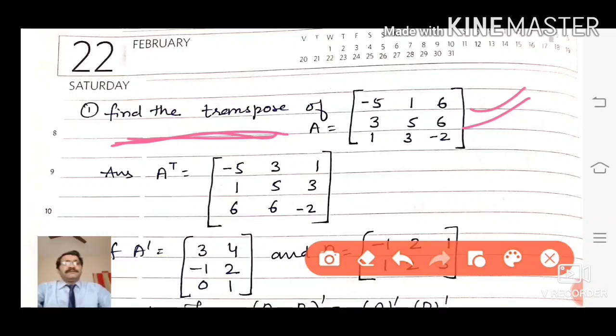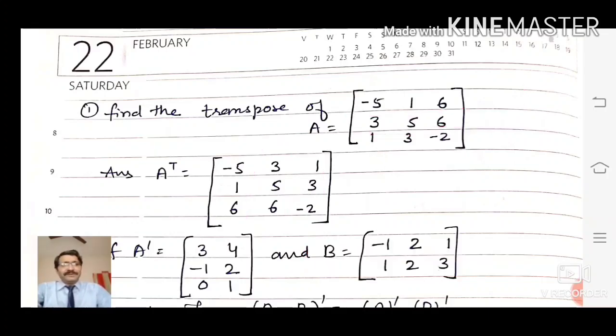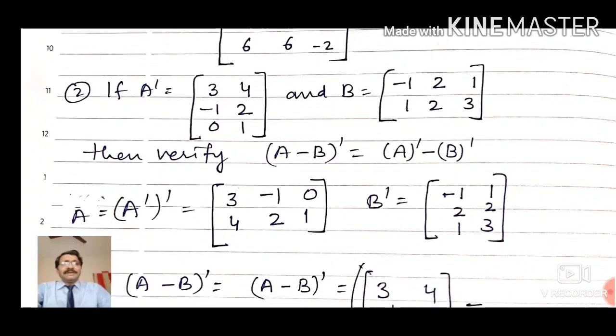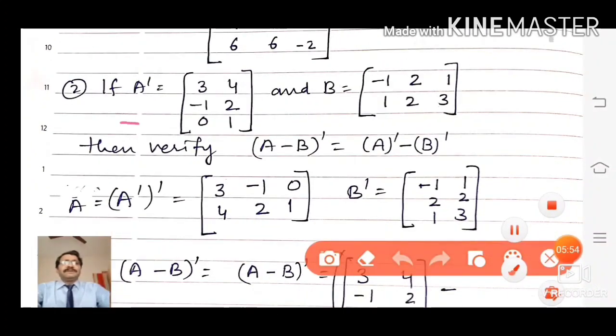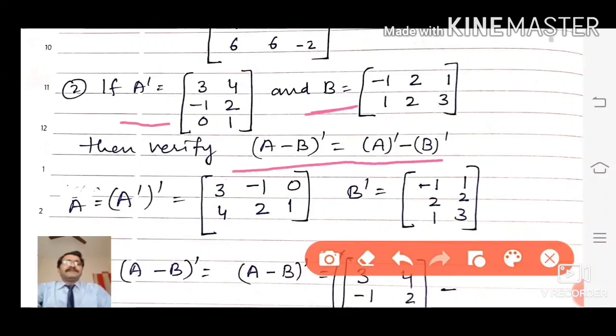Look here. First row you change into first column. Second row you change into second column. Third row you change into third column. That way you get the transpose. So very simple portion we have for this. Next question: A transpose is given to you. B is given to you. And you have to verify (A minus B) transpose equal to A transpose minus B transpose.